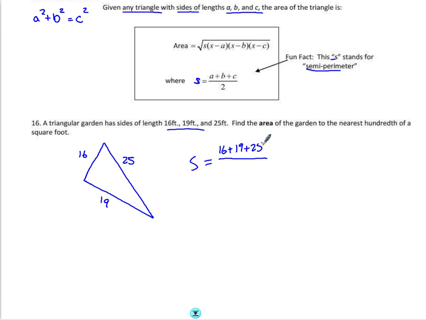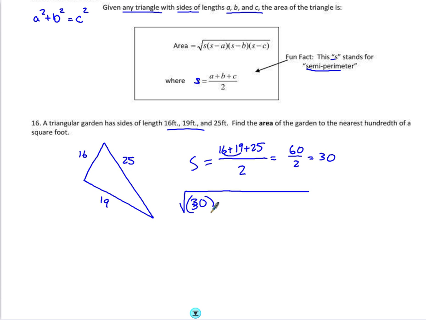Focus. Let's go. What do I find for my semi-perimeter? It's 30. Well, when I add up 16 and 19, that gives me 35, plus 25 is 60, right? When I add up those three numbers, I get 60, divided by 2, which equals 30. My semi-perimeter is 30.